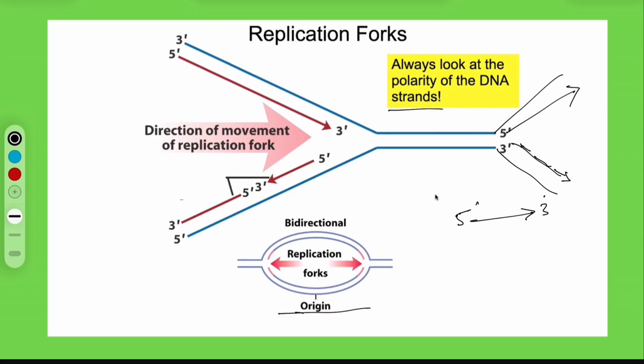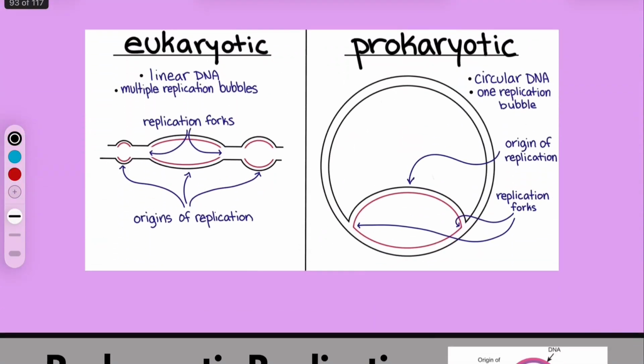So 5 to 3 is the template strand in which replication takes place. Next, we will discuss why the process is 5 to 3 and why, in 3 to 5, small fragments are made. In prokaryotes and eukaryotes, different kinds of replication take place.